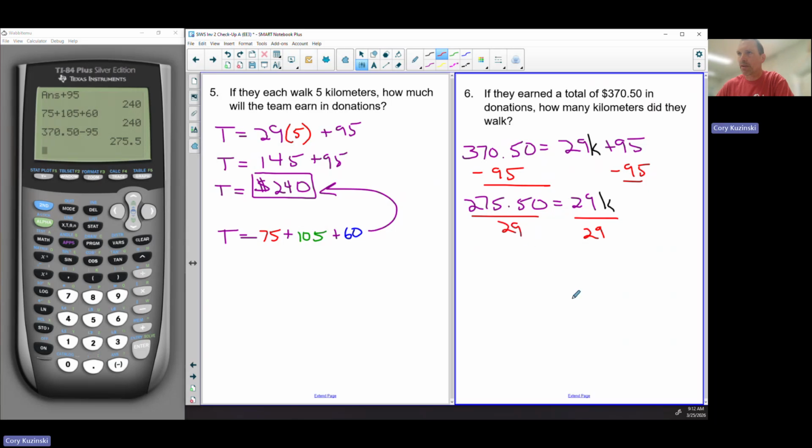Out of practice, I haven't made one of these videos in a while. So let's divide by 29, and that's going to be 9.5 kilometers. 9.5 kilometers is equal to K.